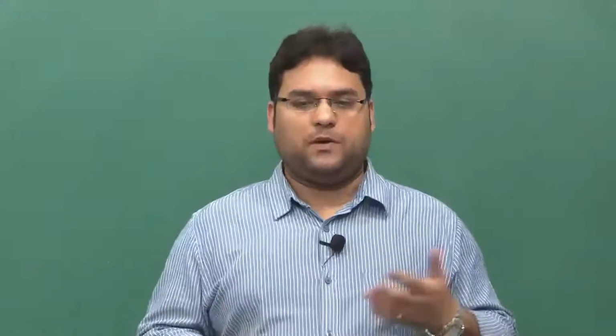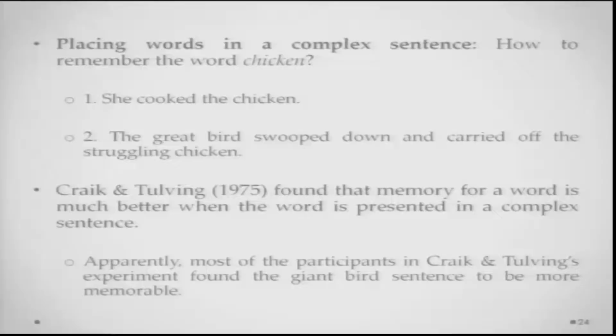Now why is this happening? Because it's carrying much more information, wherein this word chicken is deeply and very well placed. So most of the participants in this experiment did better at remembering the word chicken if it were presented in the context of sentence 2 versus sentence 1.